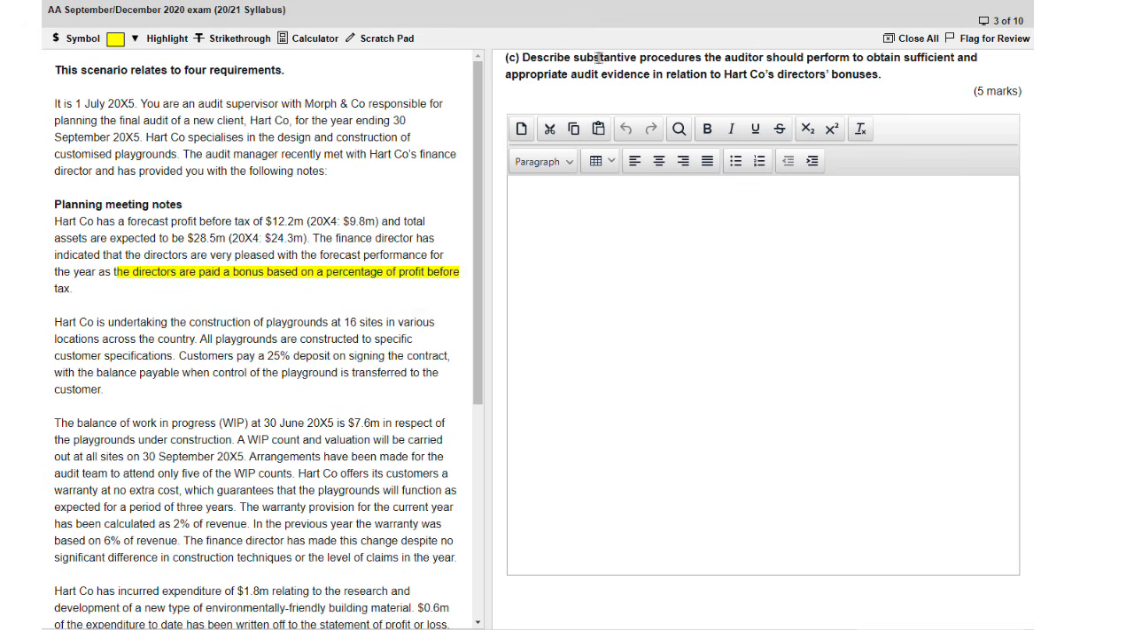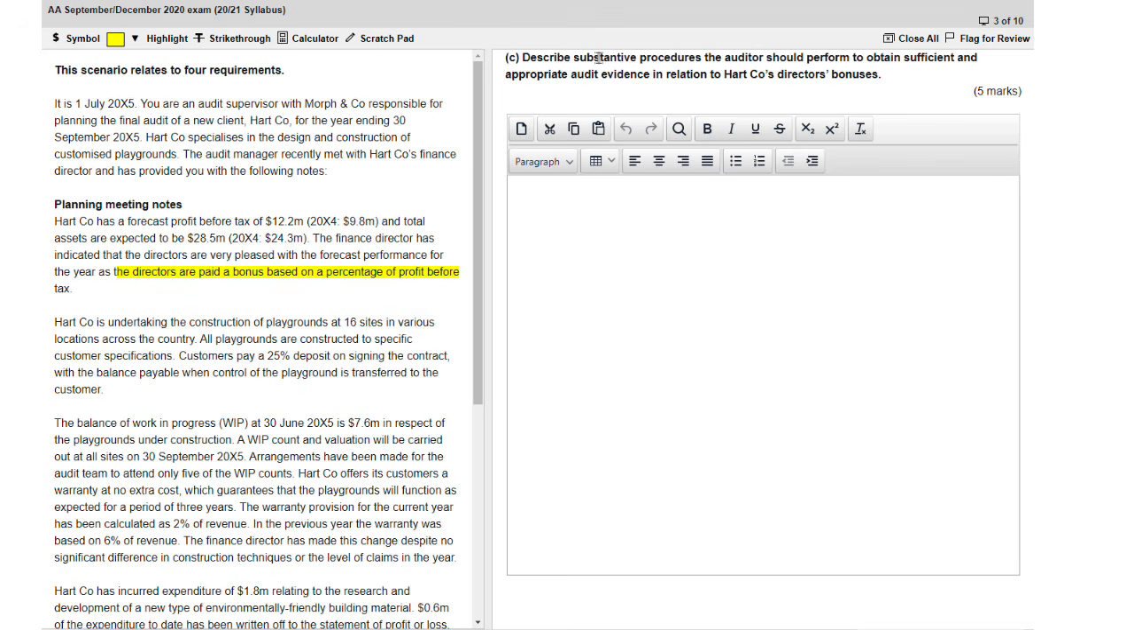Well, you may not be able to. Is that the end of the world? Not really, because you've got all the other marks so far on the question, so it's always going to be a bit harder. That's just going to happen. So you have to be realistic about this. But let's just try and think about all the sources of information and then try and construct some procedures. So the bonus is based on a percentage of profit. The directors presumably were told about the bonus in their contract of employment or their bonus contract.